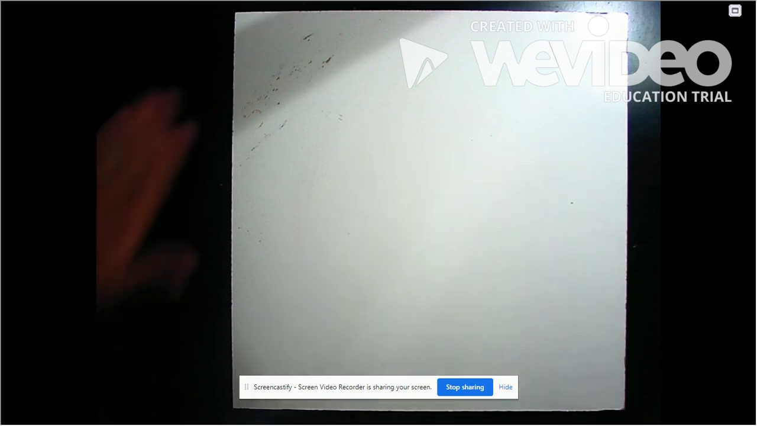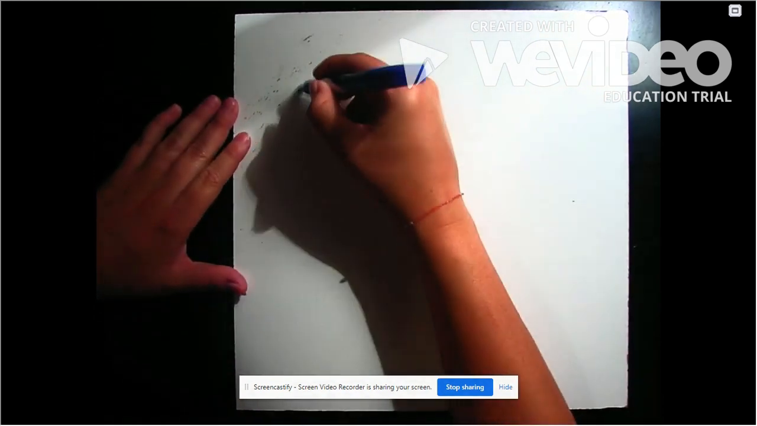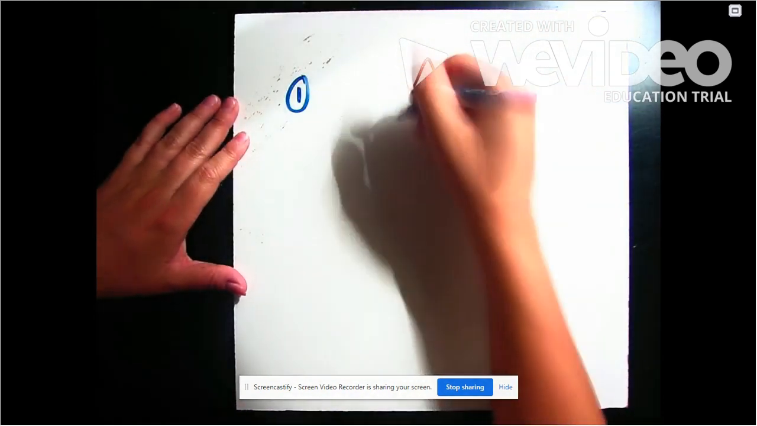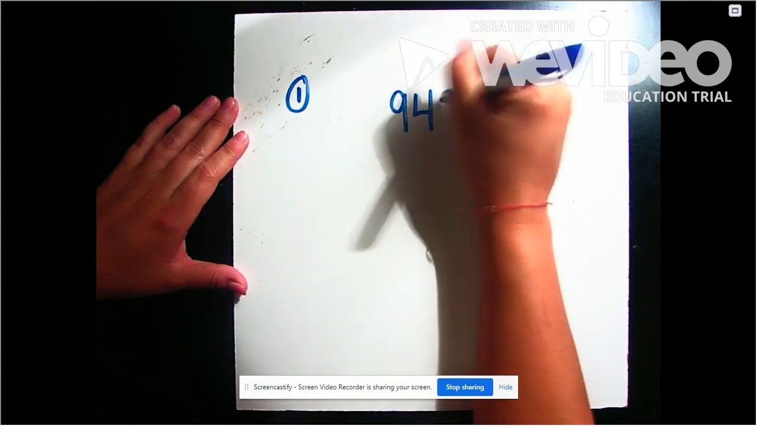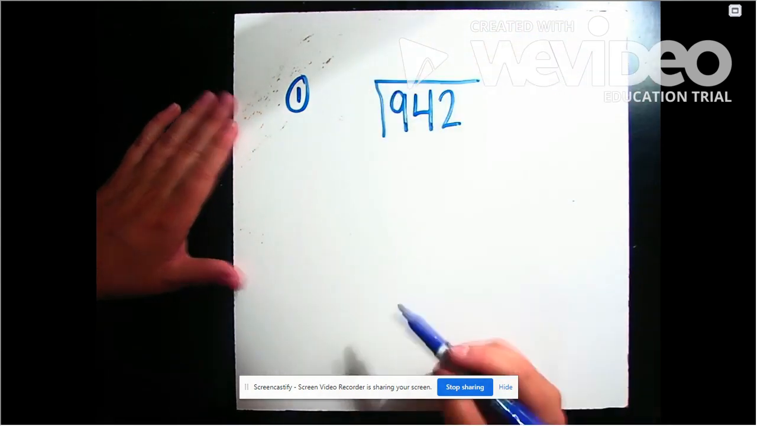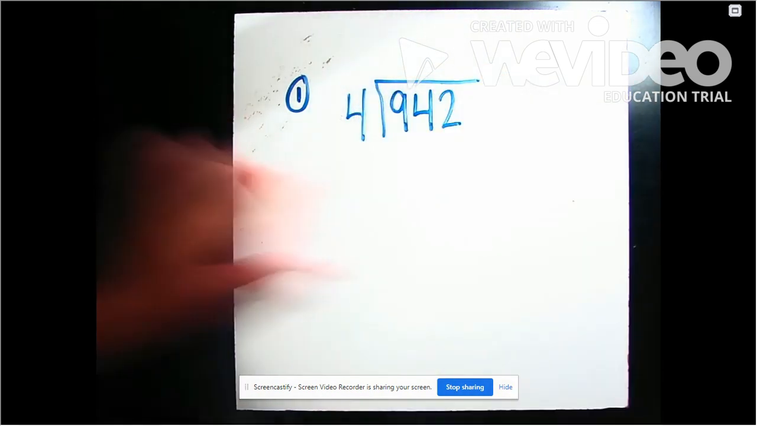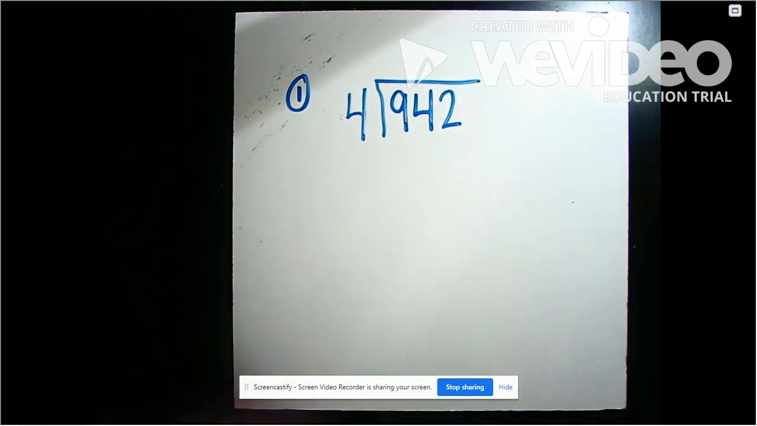Let's start with number 1 on this week's assignment. Number 1 says 942 divided by 4. So what this means is how many 4s can I have in a group of 942? Okay, so how many times can 4 go into 942?